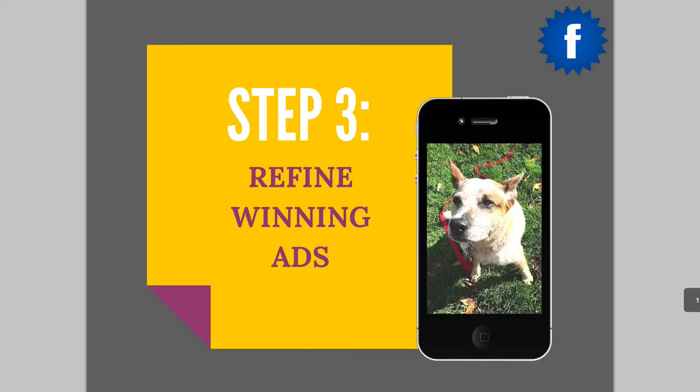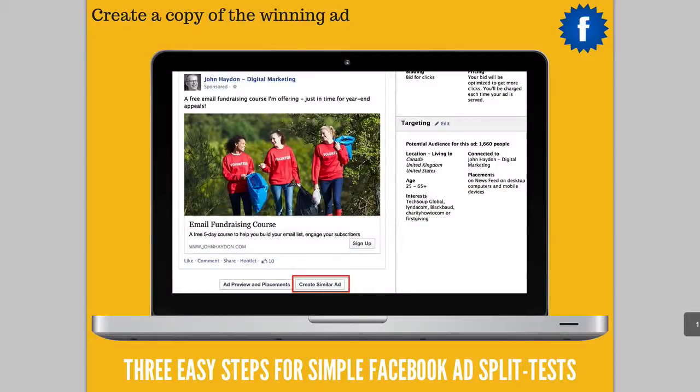And then step 3 is where we're going to refine the winning ads. So basically how this works is that we create a copy of the winning ad. So when you drill down into your Facebook Ad Manager tool, you can drill down to see all the 6 ads.